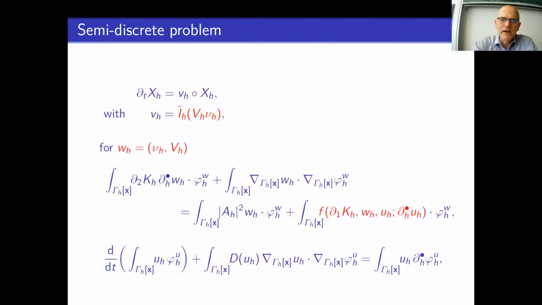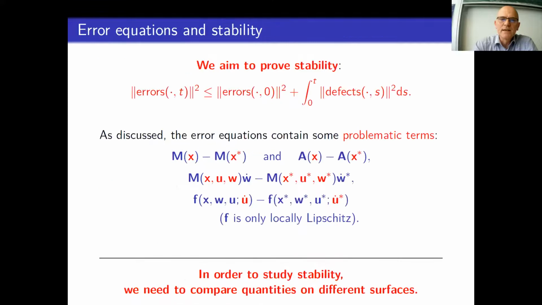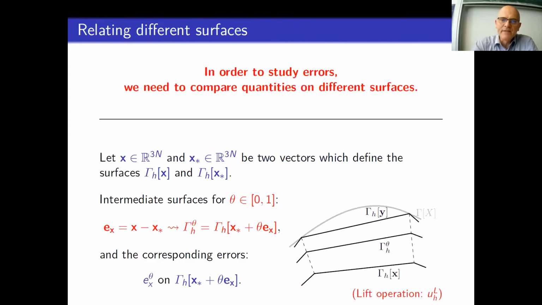So I don't have much time, so I go through this rather quickly. What we have in the end, so maybe I discuss this a little bit. We have let's say a true surface gamma of x which evolves in time. So we interpolate this one, and then we have a computed surface, and we need to bound errors.